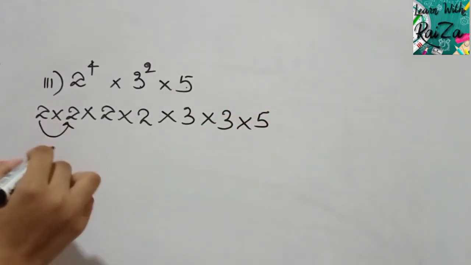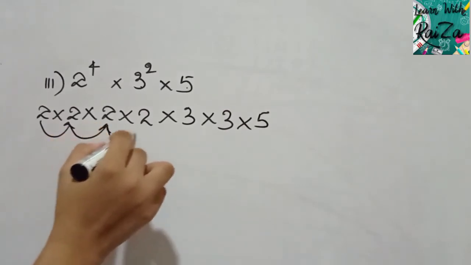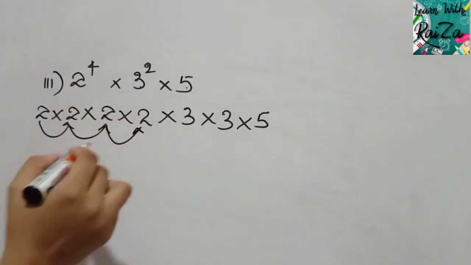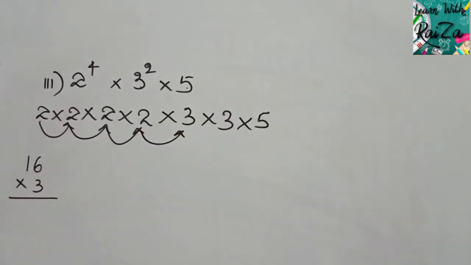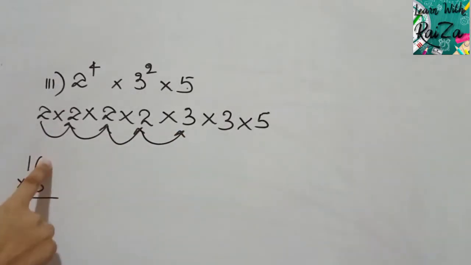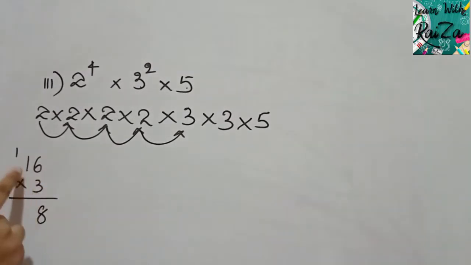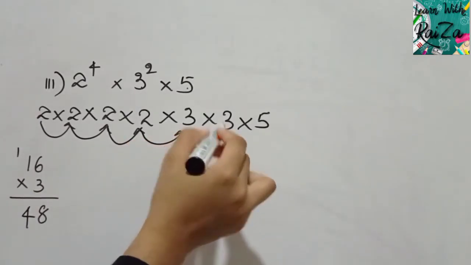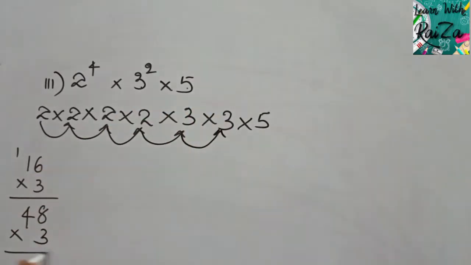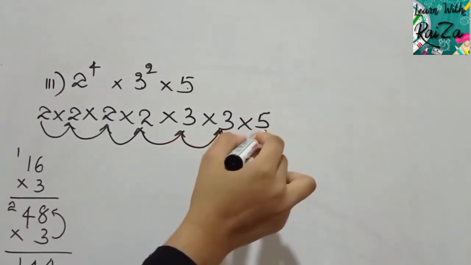Now be careful. 2 times 2, 4. 4 times 2, 8. 8 times 2, 16. 16 times 3. You know multiplication. 16 times 3. 3 times 6 is 18. 3 times 1, 3. 3 plus 1, 4. 48. 48 times 3. Again multiply continuously. 3 multiplied by 8, 24. 4 here, 2 here. 3 times 4, 12. 12 plus 2, 14. 144 multiplied by 5.